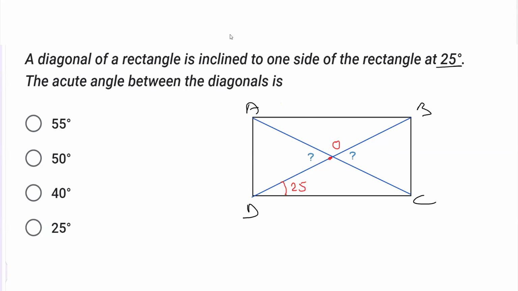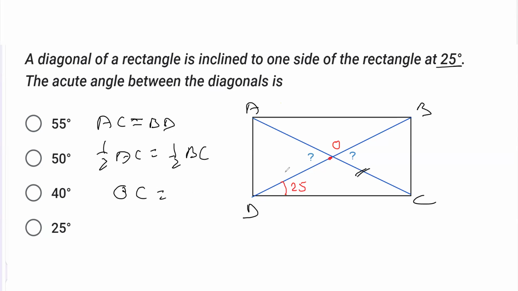Now what you can do here, we are going to use the property of a rectangle that diagonals of a rectangle are equal. So AC is equal to BD, and they bisect each other. Therefore, half of AC is equal to half of BD, implies half of AC I can write as OC, and half of BD I can write as OD.